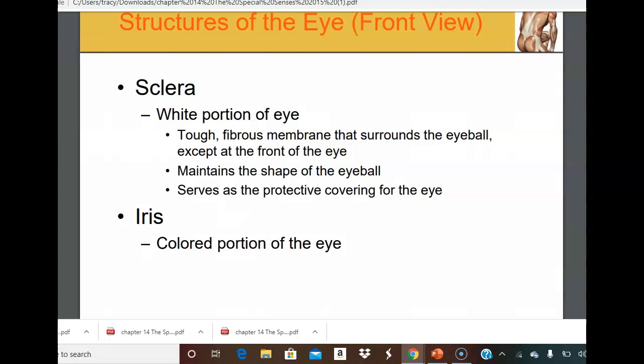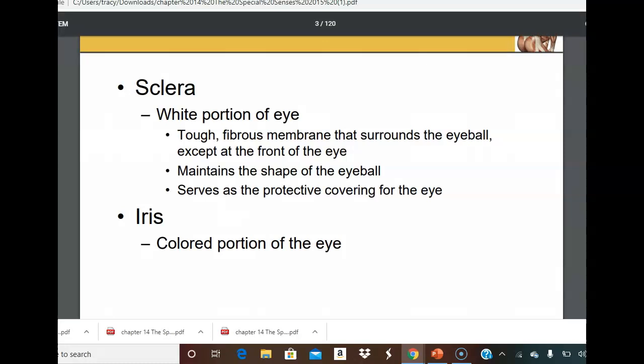Okay, so the sclera, which the combining form for that is sclero, is the white part of the eye. Okay, it's a tough fibrous membrane. It surrounds the eye, except at the front, and we'll talk about what's in front of that area. But it maintains the shape of the eyeball, and basically serves as a protection for all of the structures that are within it.